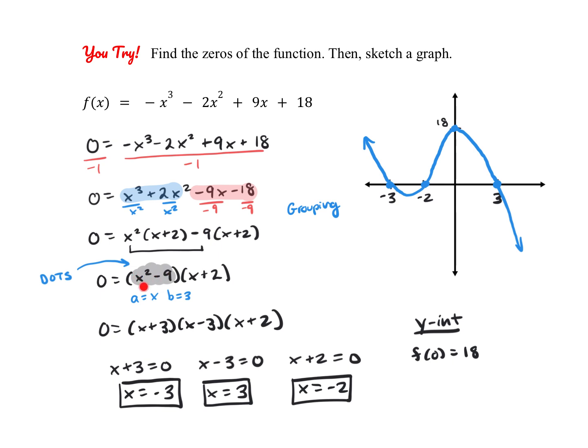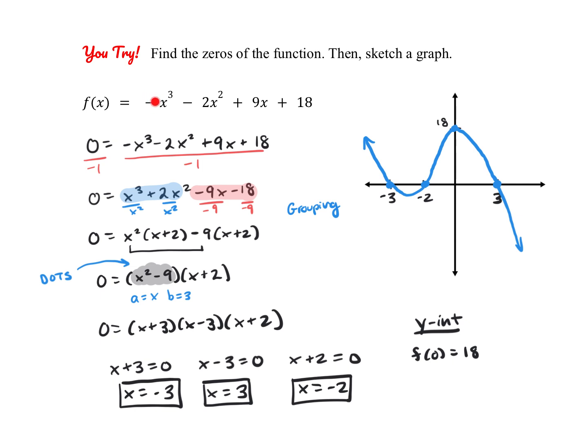And then you can factor even more with difference of two squares. So x plus 3 times x minus 3 times x plus 2. So here we have these three factors, which gives us these three zeros, each with just a multiplicity of 1. So there's my x-intercepts. My y-intercept is at 18.